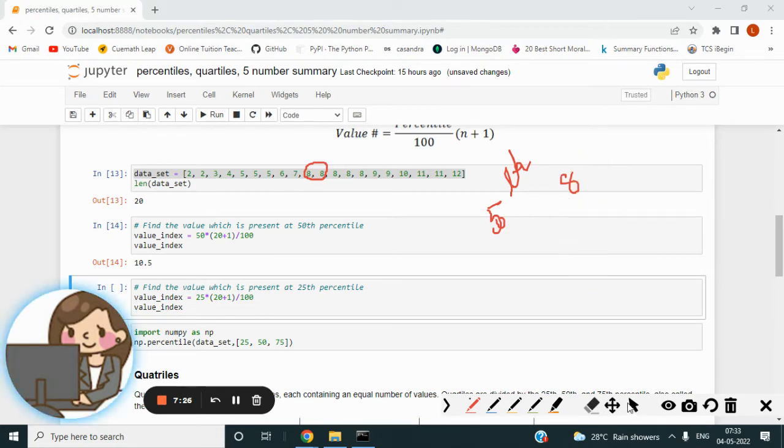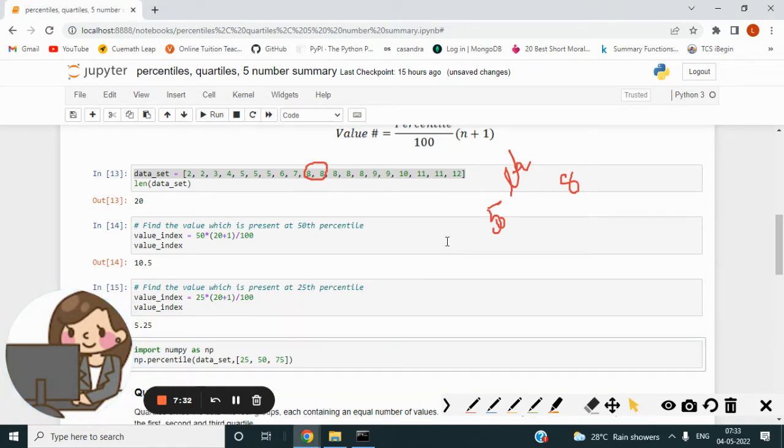Now again, here we are finding the value at 25th percentile. Okay, so the index we are getting is 5.25. So index cannot be 5.25, so we just take an average of 5 and 6. Okay, 1, 2, 3, 4, 5. This is fifth index, this is sixth index. An average of 5 and 6, we get 5 as the 25th percentile. So at 25th percentile, 5 is present. Okay, so that is how we find out the value that is present at some percentile location.